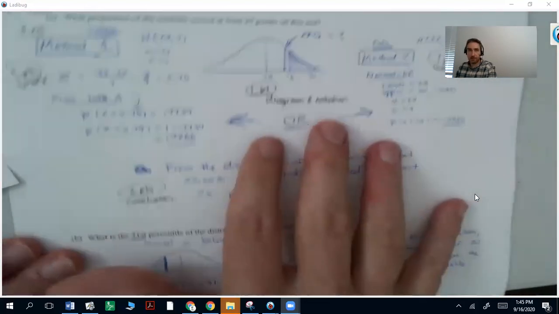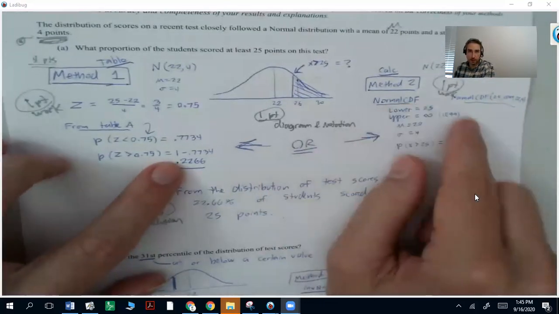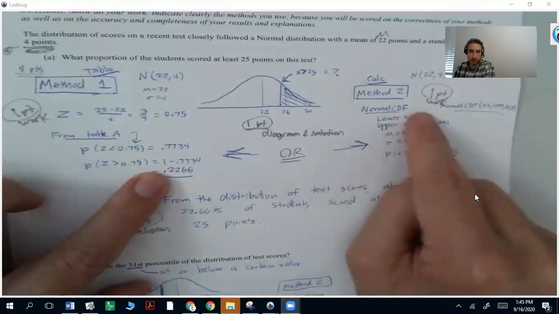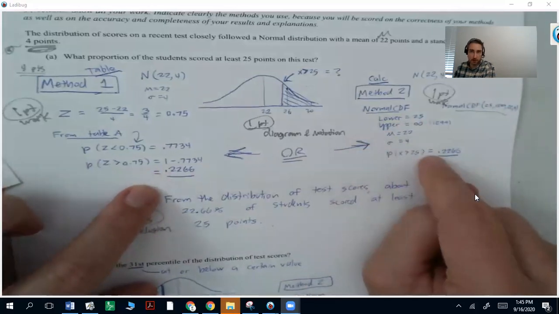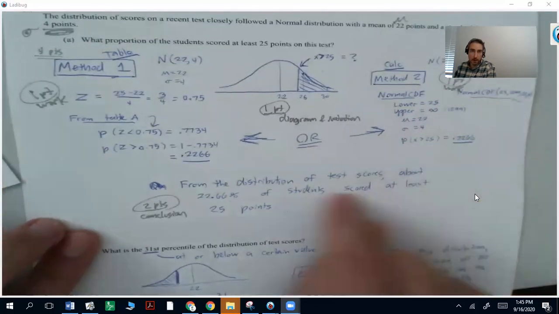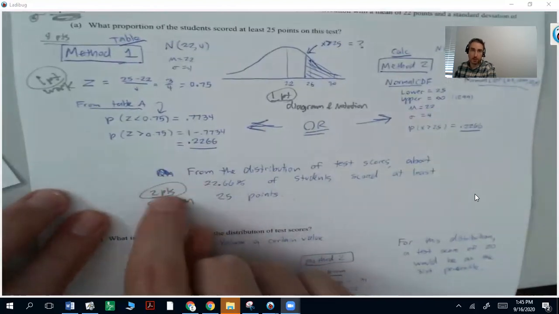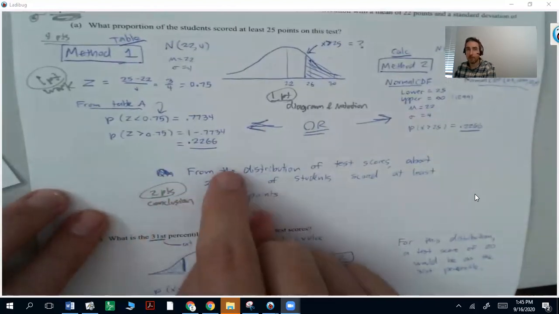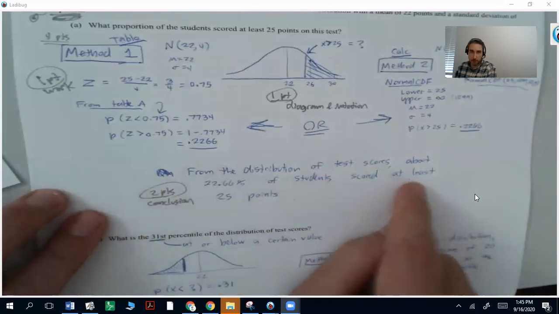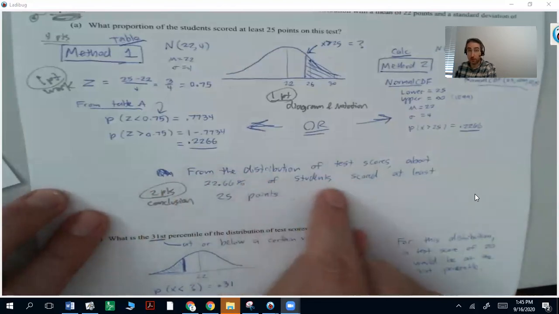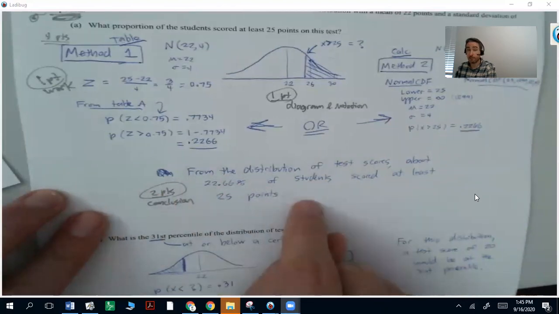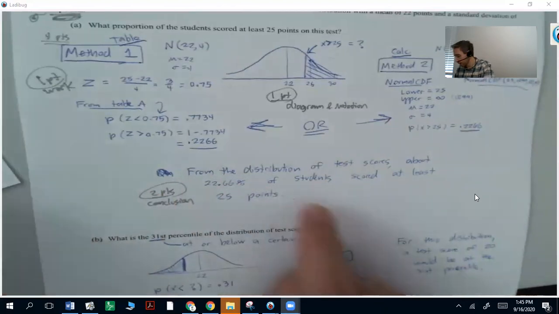So a diagram and work to get your percentage is required. But then you want to write it up. In conclusion, the most important part is to summarize. That's where you're going to get half your points from. From the distribution of test scores, about 22.66% of students scored at least 25 points. So keep that in mind as you're doing that problem.